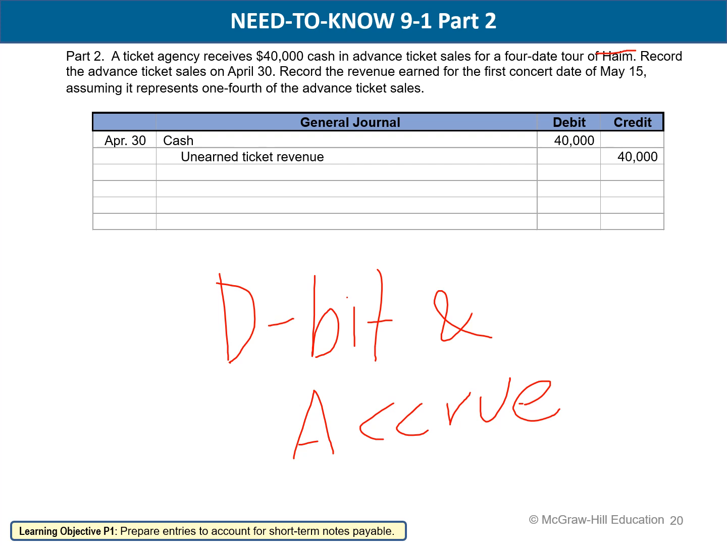Then on May 15th, when they perform one of the concerts, we're going to record $10,000 revenue, right? 1/4 of the advanced ticket sales of D-Bit and the A Crew. So we're going to earn that revenue. So we're going to reduce our unearned ticket revenue by $10,000 with the debit. And we're going to earn ticket revenue, $10,000 credit. Okay?